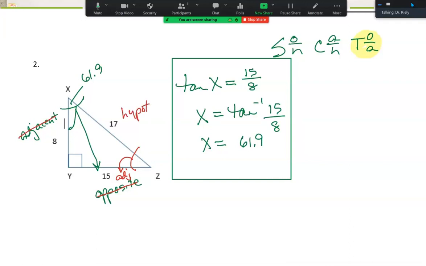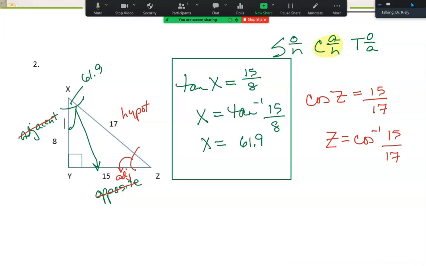So if I'm going to do adjacent over hypotenuse, then this time I'm not going to do tan. I'm going to do adjacent over hypotenuse, I'm going to do cosine. So the cosine of angle Z equals adjacent, which is 15 over 17. So angle Z therefore equals the cosine inverse of 15 over 17. And I'm going to just do this in my calculator.